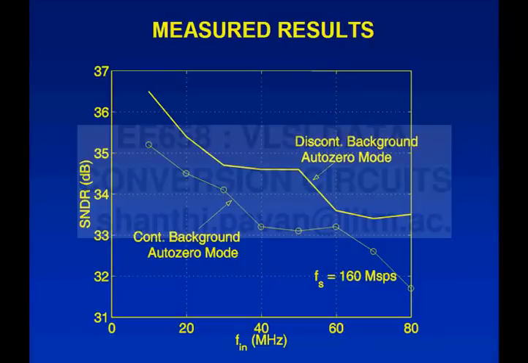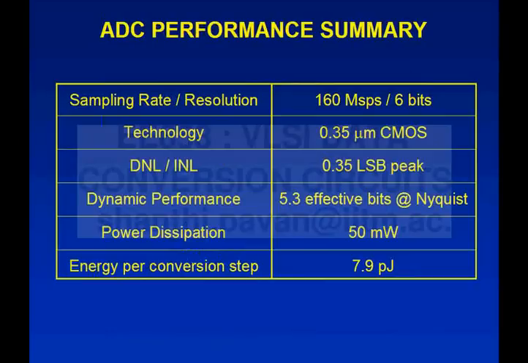This is the so called discontinuous background AUTOZERO mode, where you AUTOZERO for some time and don't AUTOZERO, wait for a long time and then you AUTOZERO again, and we saw that the degradation in SNR is very small, okay. Here is when you continuously AUTOZERO, and doing the math we found that the difference between the two should have been about 1.5 dB. I haven't shown the DNL INL here, but the DNL and INL peak is about 0.35 LSB.